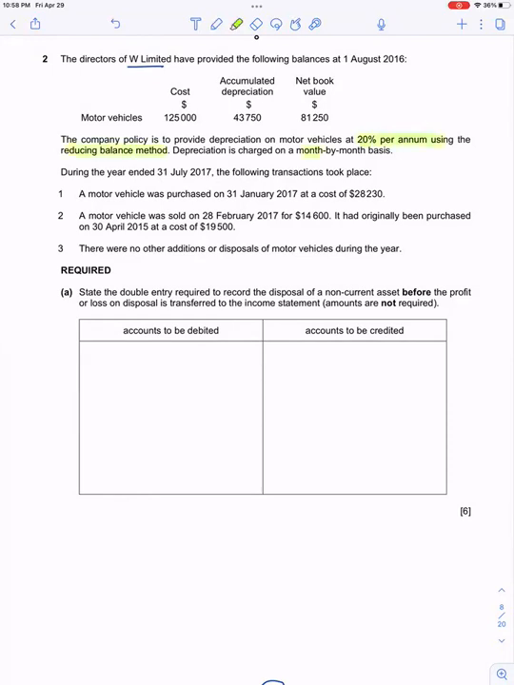During the year ended 31st July 2017, the following transactions took place. A motor vehicle was purchased on 31st January 2017 at a cost of 28,230. A motor vehicle was sold on 28 February 2017 for 14,600. It had originally been purchased on 30th April 2015 at a cost of 19,500. There were no other additions or disposals of motor vehicle during the year.